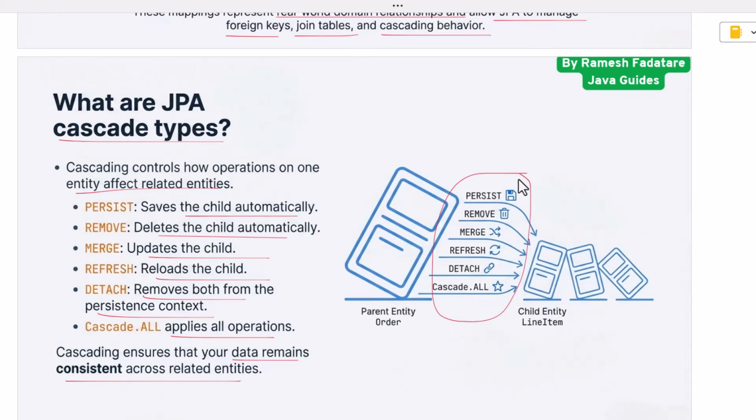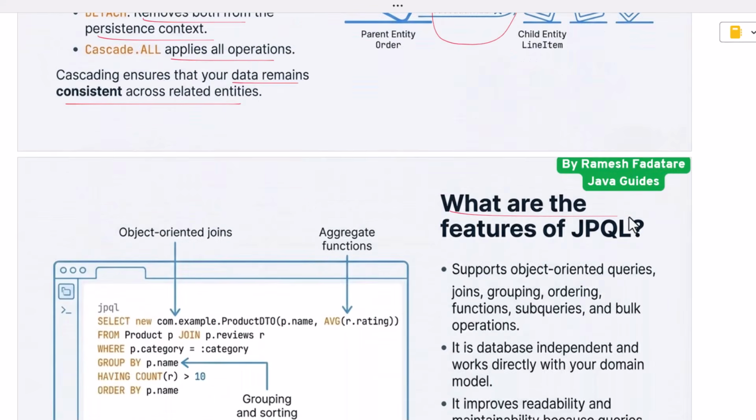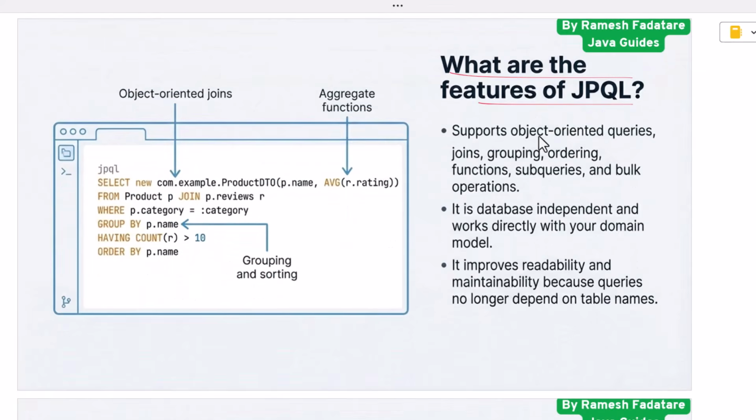What are the features of JPQL? JPQL supports object-oriented queries, joins, grouping, ordering, functions, subqueries, and bulk operations. It is database independent and works directly with your domain model. It improves readability and maintainability because queries no longer depend on table names.